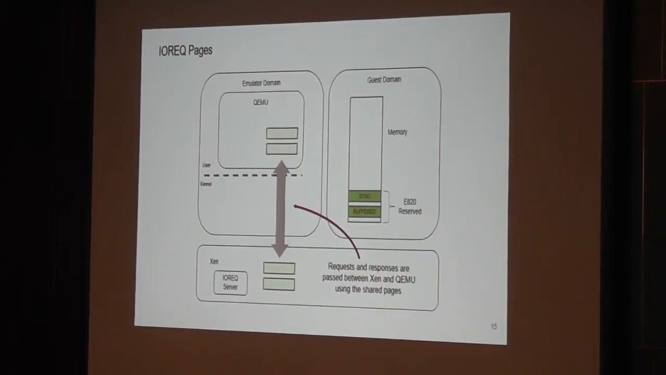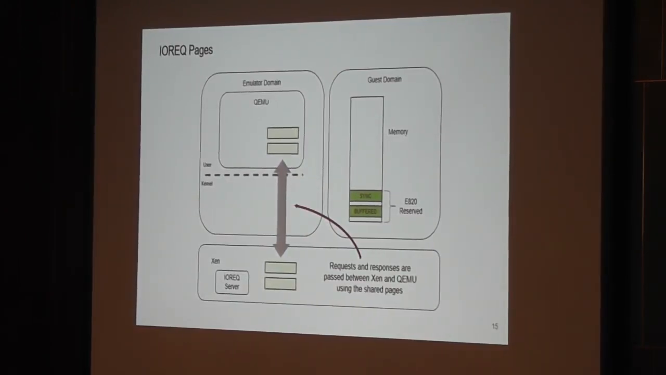So now the protocol can start operation. IOREQs are passed by Xen up to QEMU, handled by QEMU there, the emulation has completed, and the information is passed back to Xen, and that's fed back to the guest.